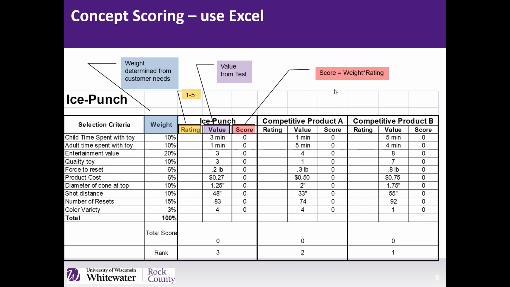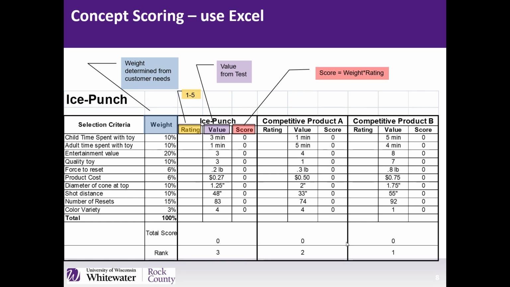Then we calculate the score, and the score is determined by taking this weight times the rating. So if this one was a 5, we would take 0.1 times 5, and this value here would become 0.5, right? And we can do that for each of these. We will take the weight times the rating, and then we total up all of the scores to get a total score, and the one that's closest to 5 is the one that we would pick, okay?